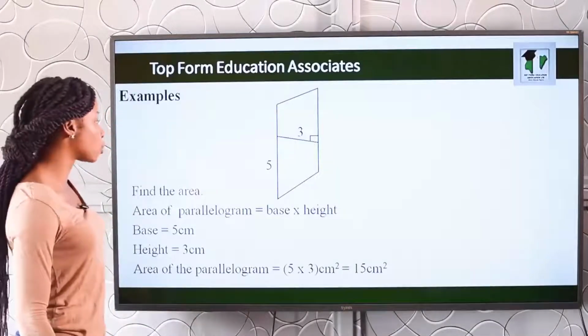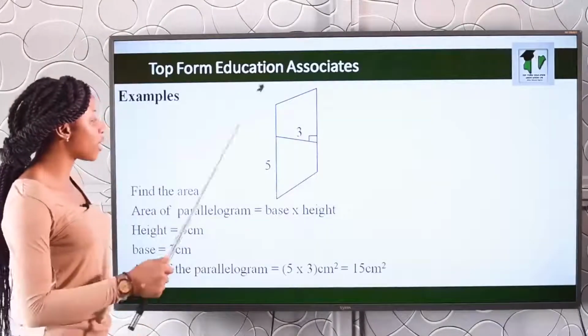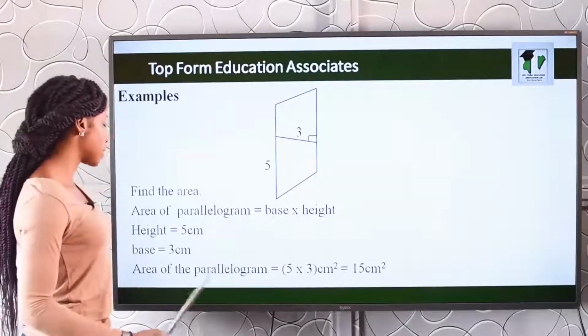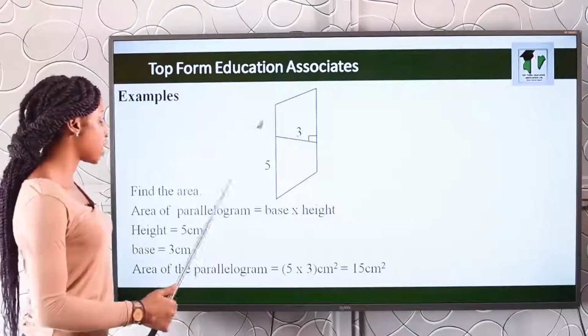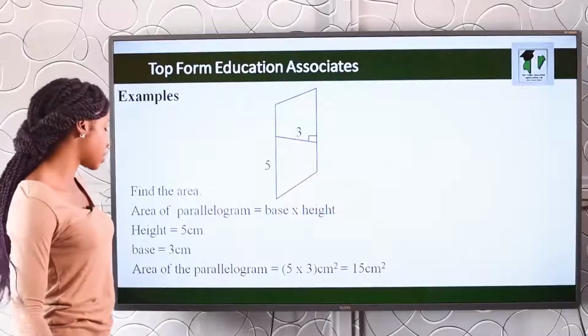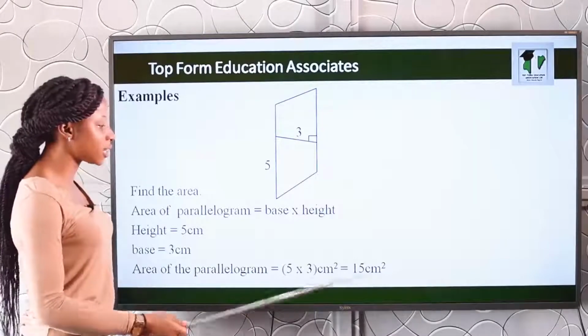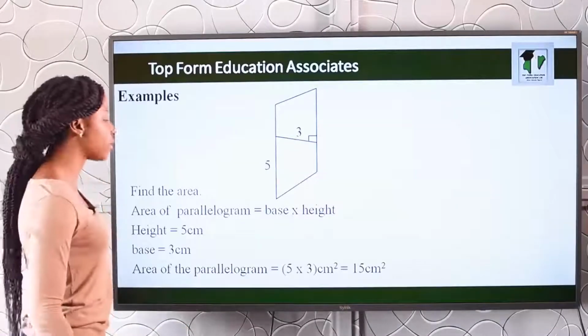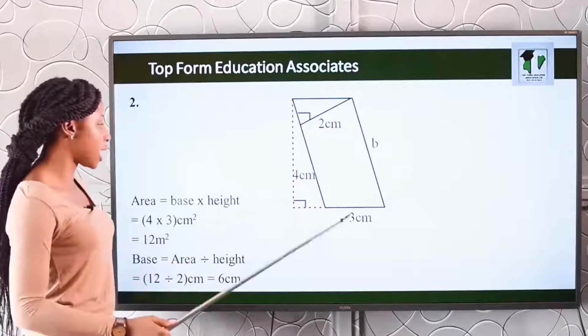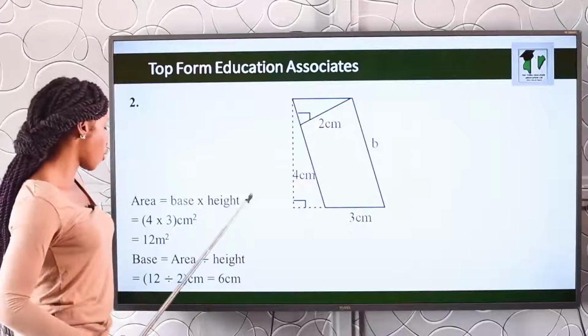Let's take some examples. We have a parallelogram here, and the given formula for looking for area is base times height. So we have the height as 5 centimeters and the base as 3 centimeters. Simply multiply them and the answer is 15 centimeters square. Very simple. Number 2, we also have another parallelogram here, and we're asked to look for the area.